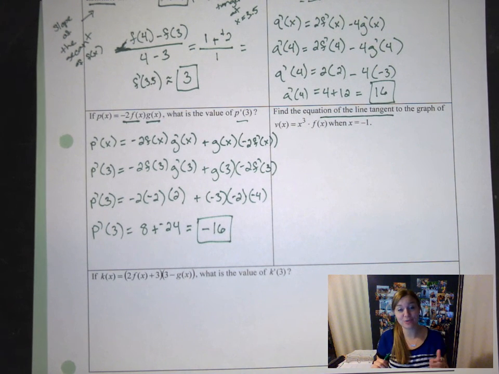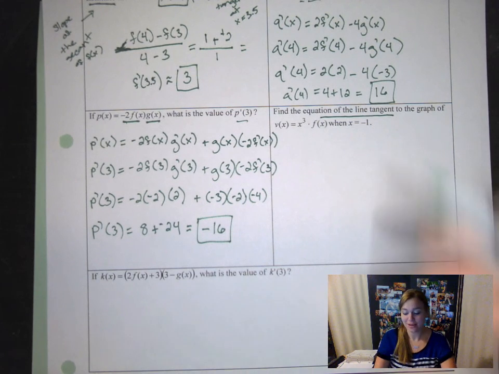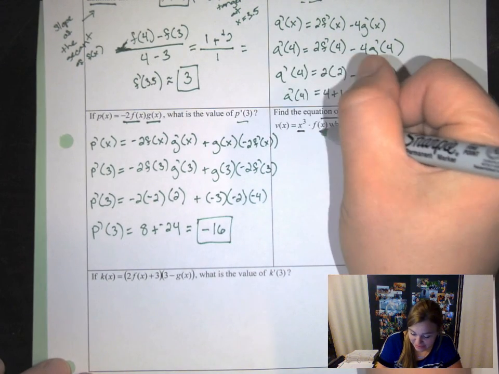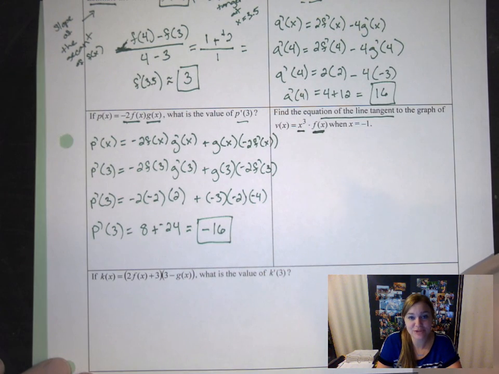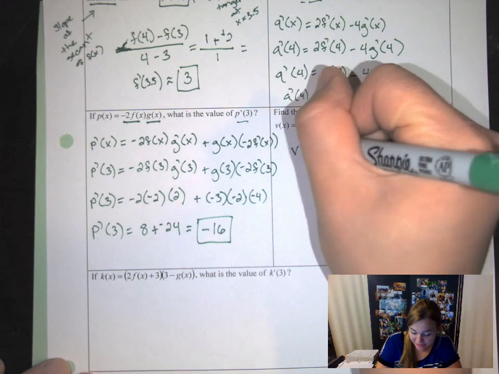We get to find the equation of a tangent line, which means we need two things: a slope and a point. So this is v of x, and it looks like it's a product, which means you get to do the product rule to find the derivative, or the slope of the tangent. I'm just going to find the point first.